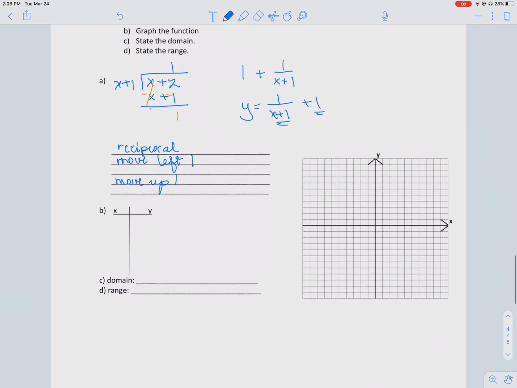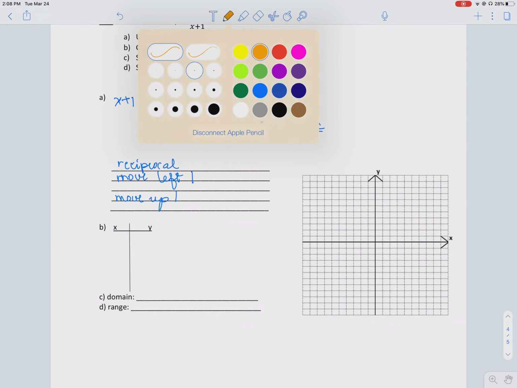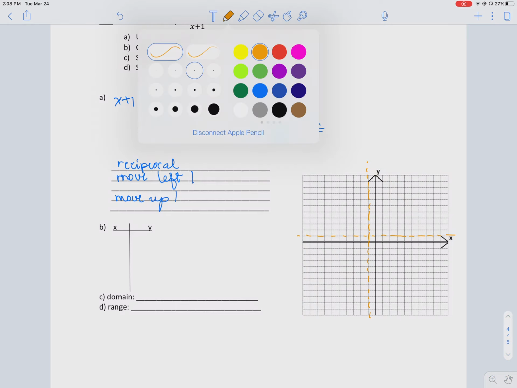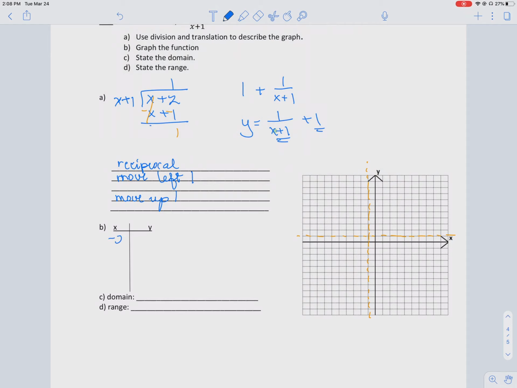All right. So I'm going to go ahead and draw my horizontal and vertical asymptotes. So move left 1 means I'm going to have a vertical asymptote there, and move up 1, I'm going to have a horizontal asymptote there. So I need to just plug in points right around that -1 area. So let's see, if I want to plug in some points around -1, we'll do -2, and then my -1, and then my 0. I might need some more, but let's see.